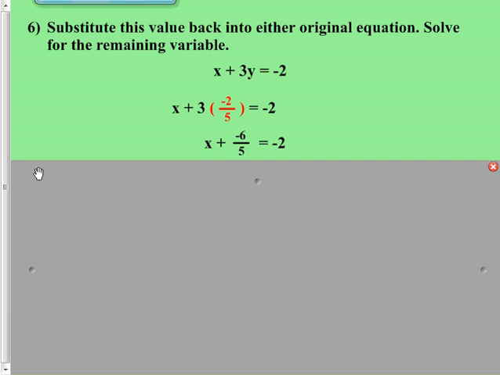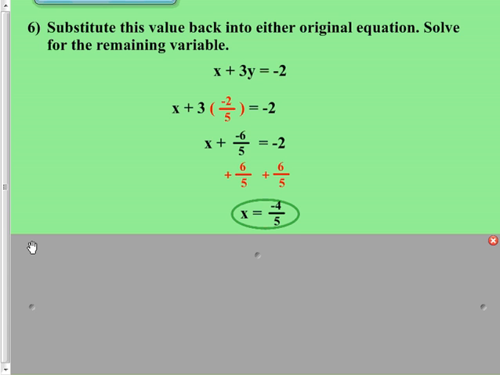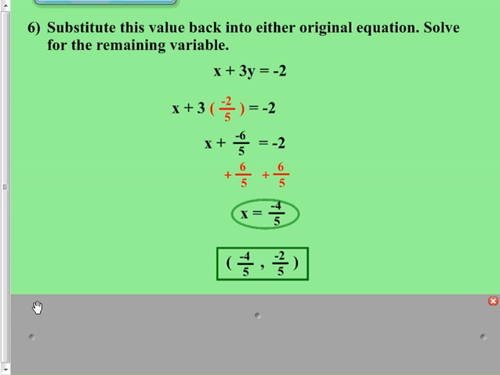Now we just need to isolate our x. That will mean adding 6/5 to both sides of the problem. On the right side, we will need common denominators. We have that negative 2 over 1. If we multiply the numerator and the denominator by 5, that would give us negative 10 over 5. And when we add them together, that gives you negative 4 over 5. We already had an ordinate from step 5. Now we have an abscissa in step 6 to go with it. So when we put them together, we have an ordered pair. The system intersects at negative 4/5, comma, negative 2/5.